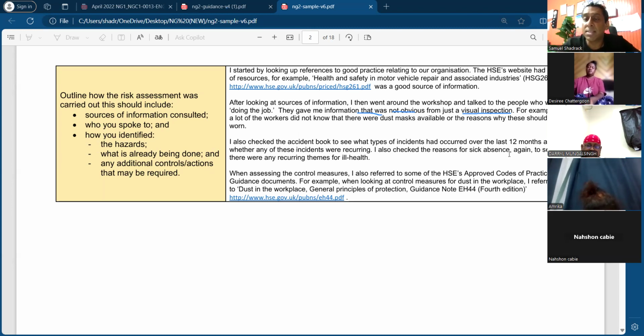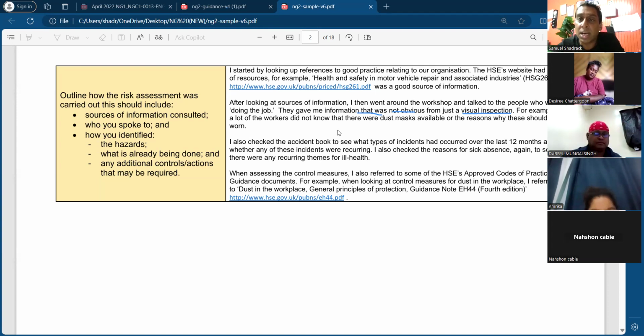I also checked the reasons for sick absence. So I inquired with the manager about the reasons for workers being sick or staying away from work, to decide if there were any trends or reoccurring themes. Something like that, you won't get it wrong. You just stick to the pattern. You wouldn't get it wrong by saying anything off. Once you talk about walking around and looking at records, you're going to get it correct.